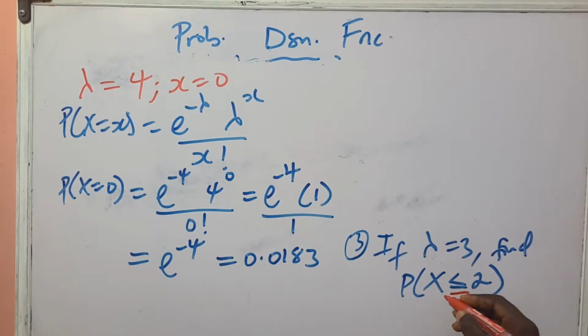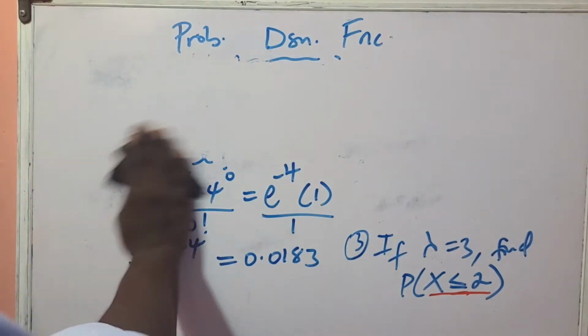This less than or equal to 2 makes it something you need to pay attention to. But again, it's still very simple. If you have been following all our conversations around probability, it's going to be very simple for you.